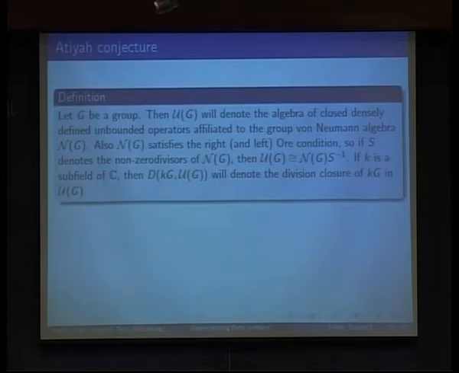If K is a subfield of C, then we'll let D_K(G) in U(G) denote the division closure of KG in U(G). The division closure is going to be the smallest skew field containing KG, and it's contained in U(G). Such a thing exists because the intersection of two skew fields is clearly a skew field.